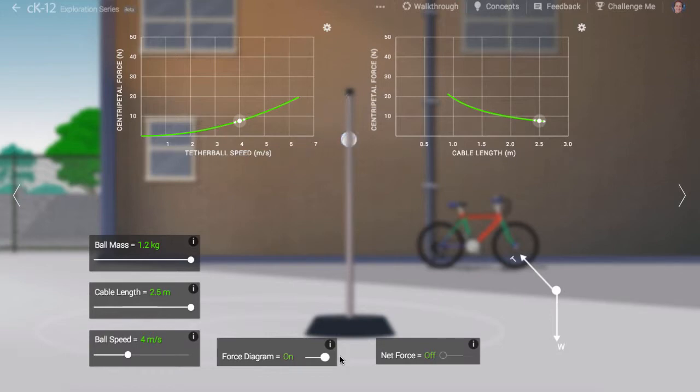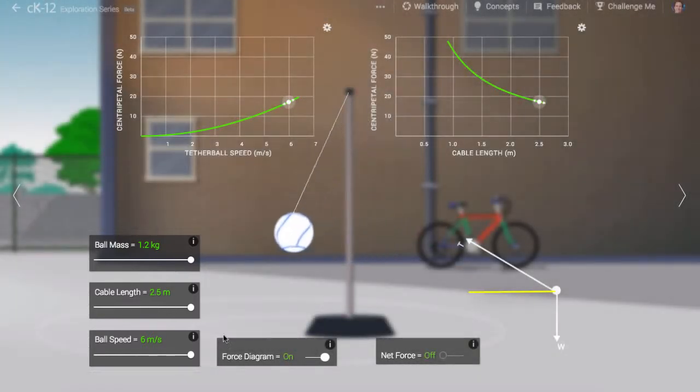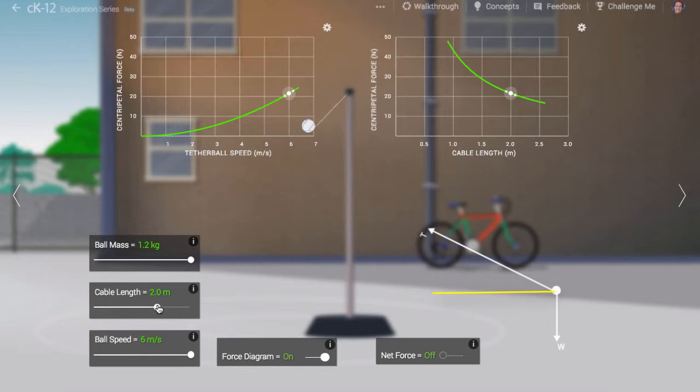Let's check this. If we increase the speed or decrease the radius of motion, we should expect the acceleration to increase. This means we'd expect the horizontal component of tension to increase as well. When we increase the speed, the horizontal component of tension does indeed increase. And when we decrease the radius of motion, the horizontal component of tension increases as well.